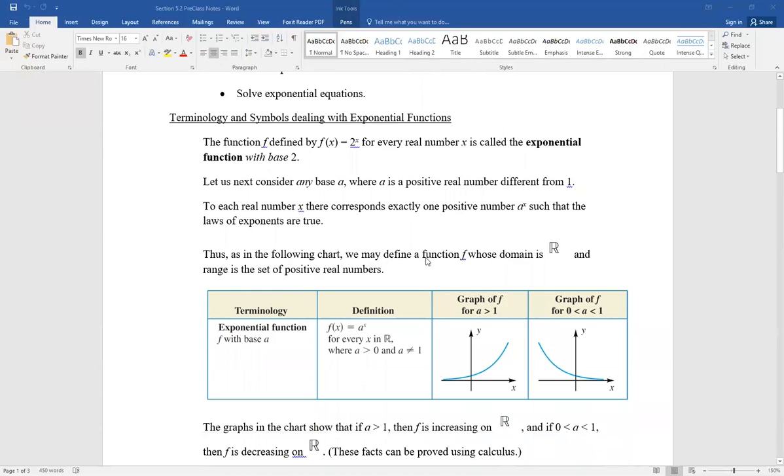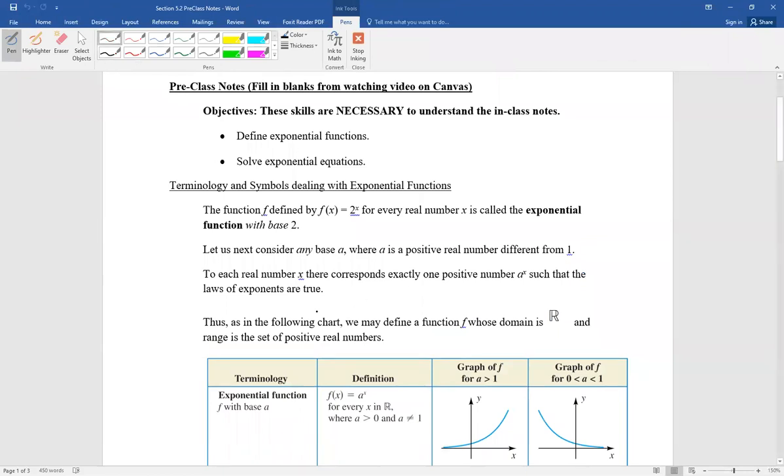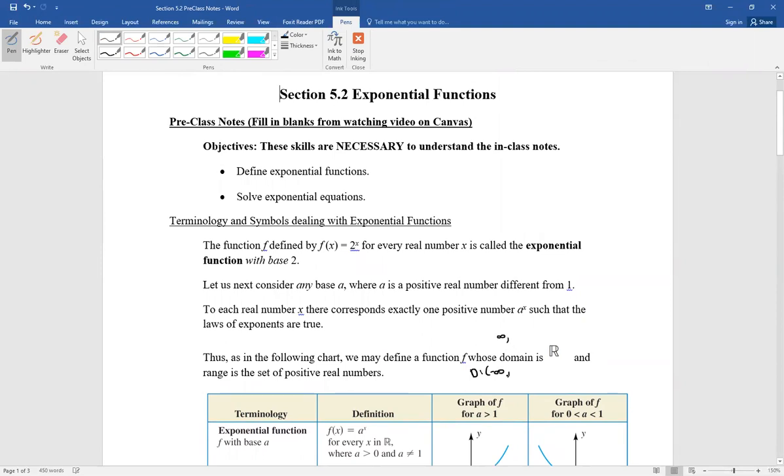Thus, we may define a function f whose domain is all real numbers and whose range is the set of positive real numbers. Remember, that means that our y's are greater than 0. So I'm going to write that in. Sorry, my pen is having just a minute. There we go. So our domain is negative infinity to infinity, and our range is 0 to infinity. That's a standard exponential function, the parent function as we've called them in the past, where we have f of x equals a to the x. So that's our domain and range.